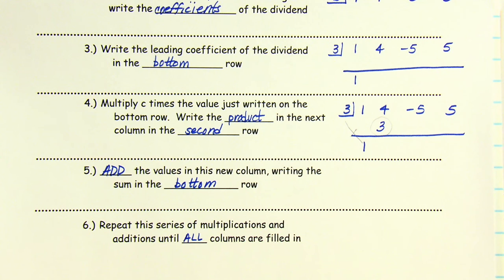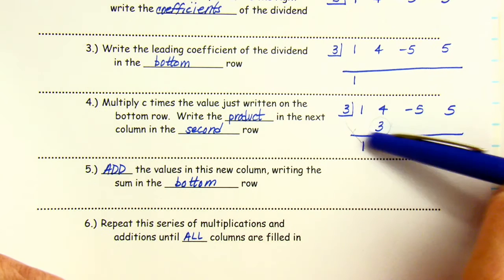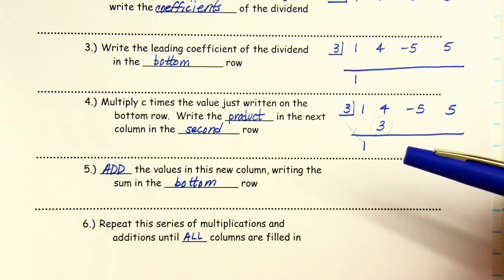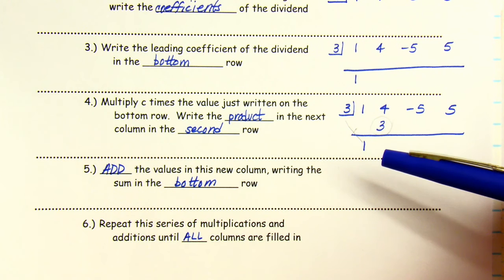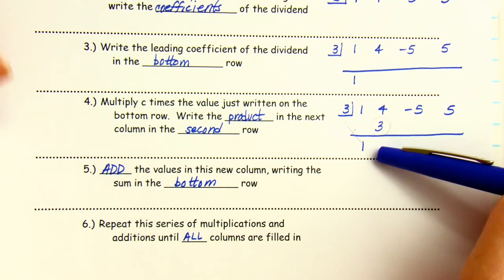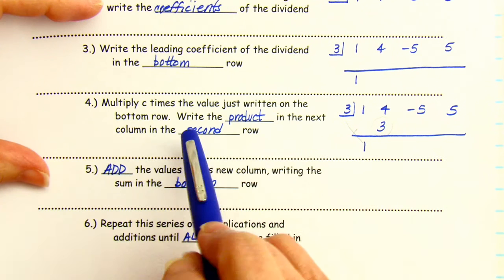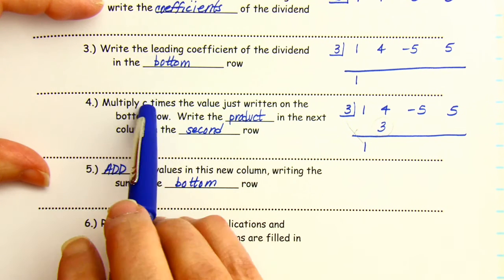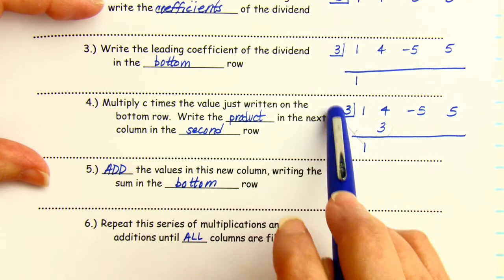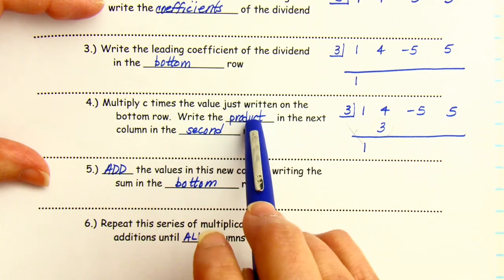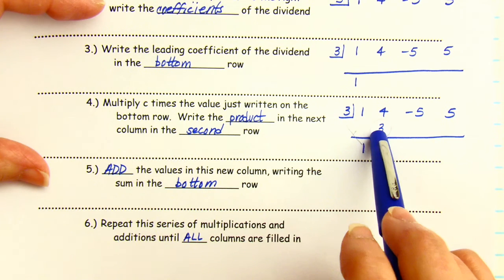And then the next step is to add the values in that new column. I'm going to add the values in this new column. And then you write the sum in the bottom row again. Okay, so here it says multiply c times the value that you just wrote on the bottom row. We did that. And put the product in the next column in the second row. We did that. Now we're going to add.